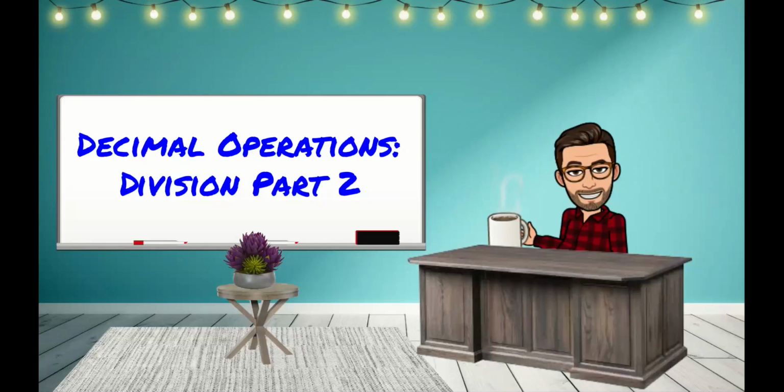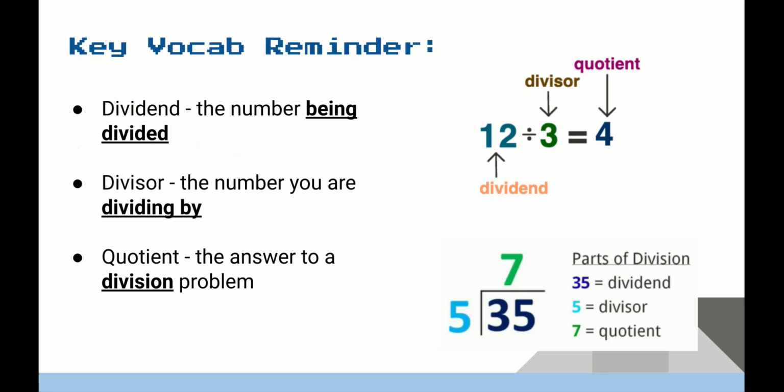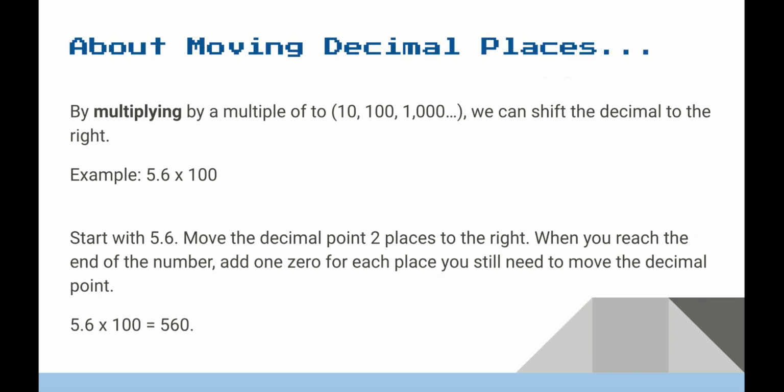So today we're going to continue talking about decimal operations. Specifically, we are going to be continuing talking about division. Now, yesterday we talked about doing a division problem when we had a decimal in our dividend. The dividend, as a reminder, is the number inside of our fraction house, or the number that we are actually dividing. Today we're going to talk about decimals in our divisor, or the number that we are dividing by.